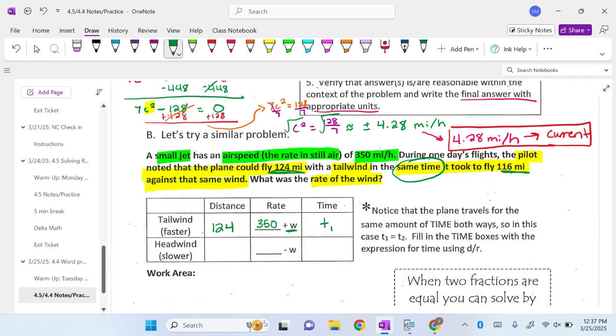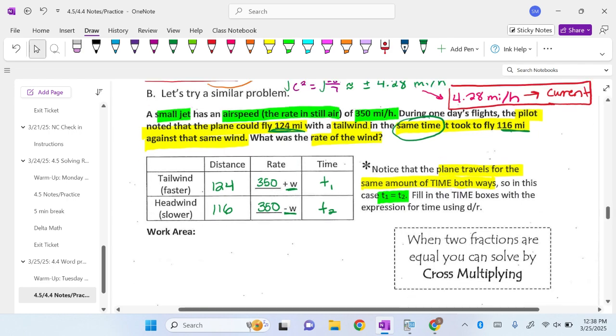Then what was the distance for the headwind? How far did we go with the headwind? 116. Now, how fast did we fly in still wind? 350, right? It's the same thing. And we're subtracting the wind from us because we're going slower. And we're going to call that time T2. Again, just a note, since it says the plane travels for the same amount of time both ways, that means instead of doing T1 plus T2 equals some time, we're just going to do T1 is equal to T2.